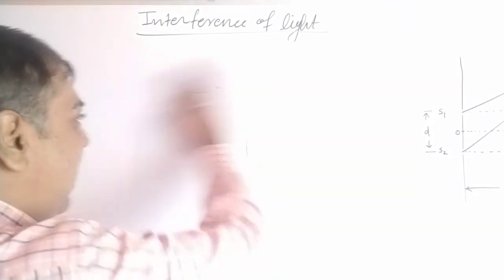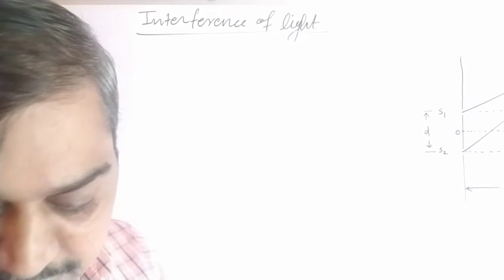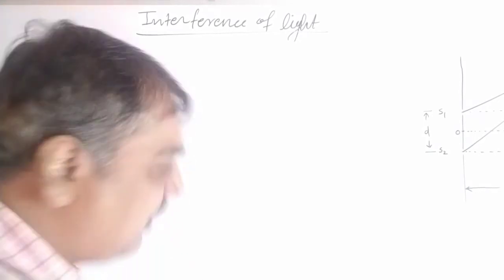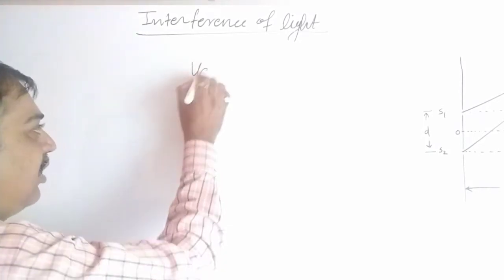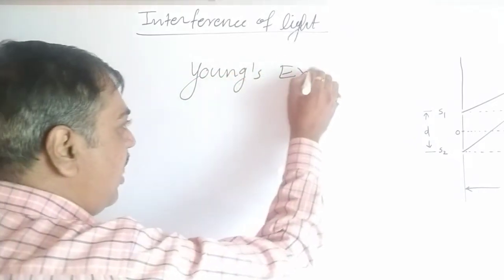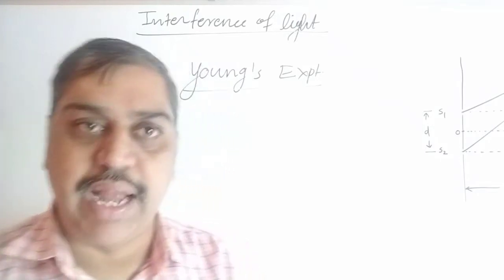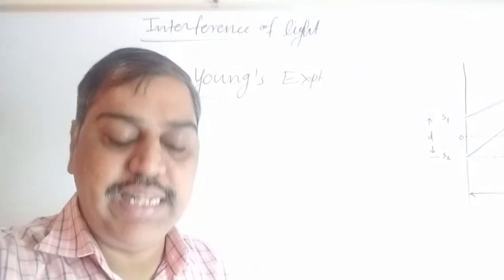So let's start with Young's experiment. We are not going into detail of Young's experiment. Let's see what he did. Young's experiment is the first experiment to demonstrate the interference of light. Let's see what exactly he did.